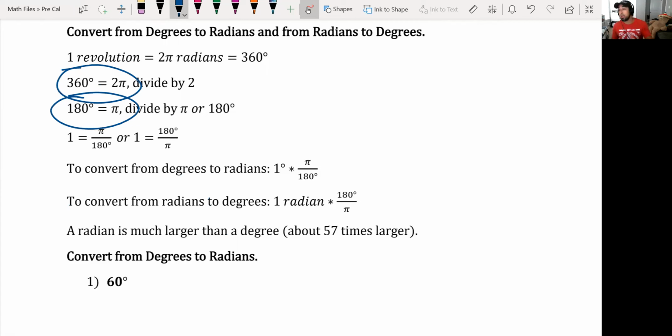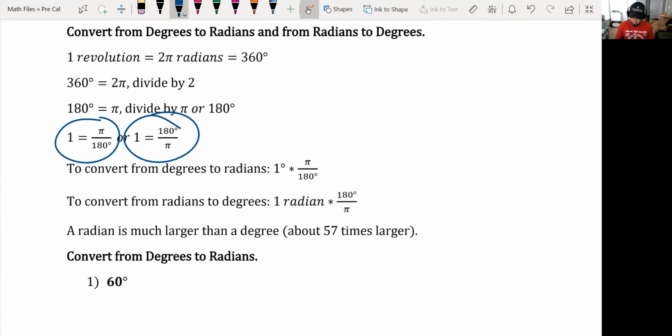And then to make the ratio to convert from radians to degrees and degrees to radians, one thing you can do is divide by 180 degrees on both sides, and this gives us that 1 radian would equal pi over 180. Or if you divide by pi, you would get that 1 degree is equal to 180 degrees over pi.